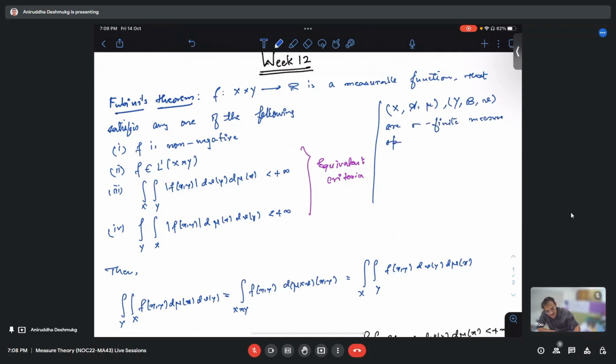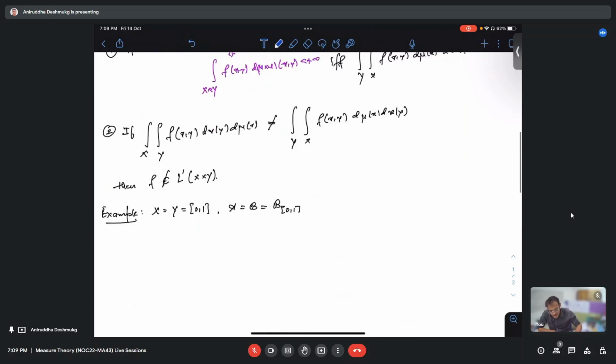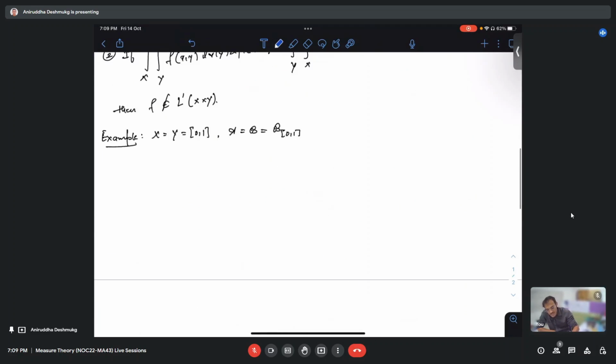Then we can construct X cross Y, A cross B, mu cross nu. This is the product measure space. With all this construction, only then can we state the Fubini theorem. Okay, now let us go back to our example. Here both my spaces are [0, 1], both the sigma algebras are the Borel sigma algebra of [0, 1], and both the measures are the Lebesgue measures.